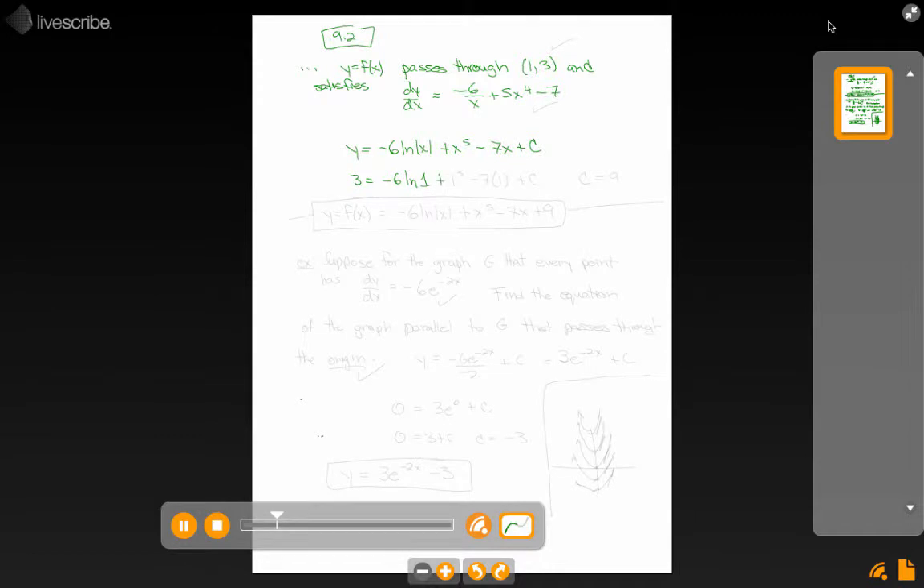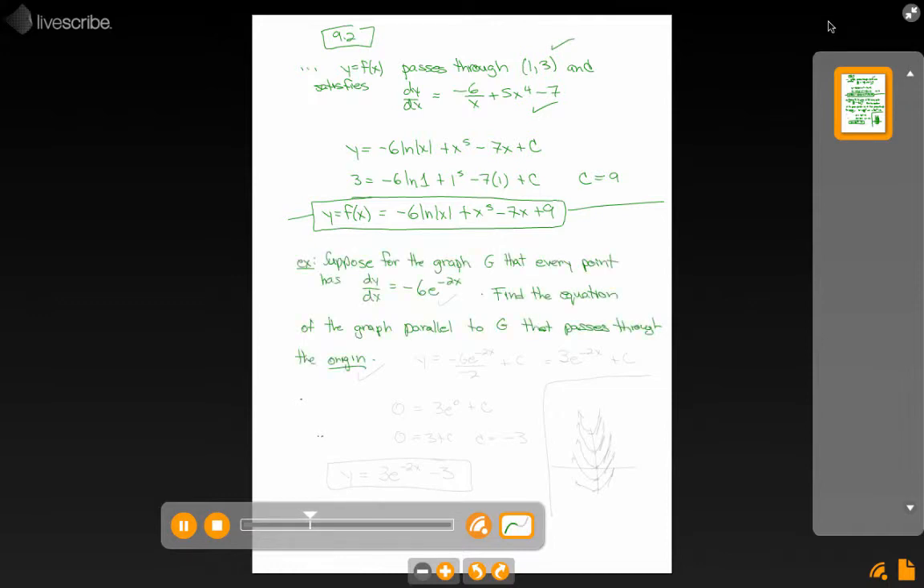substituting in 1 for x and 3 for y, and we end up solving this and figuring out that c equals 9. So the function that we're looking for is negative 6 ln x plus x to the 5 minus 7x plus 9. It satisfies both conditions, that its derivative is here and it passes through this point.